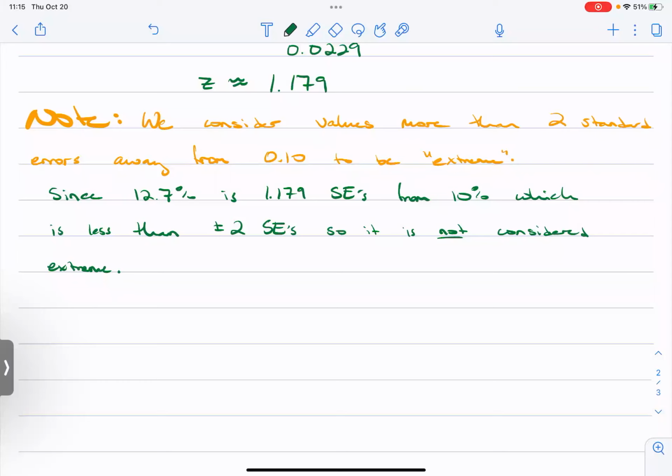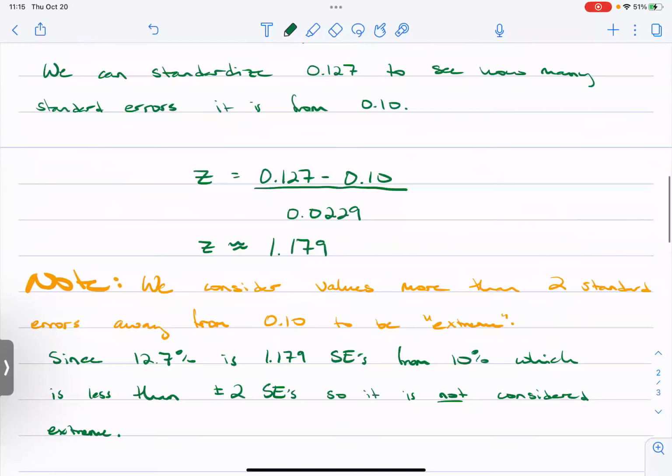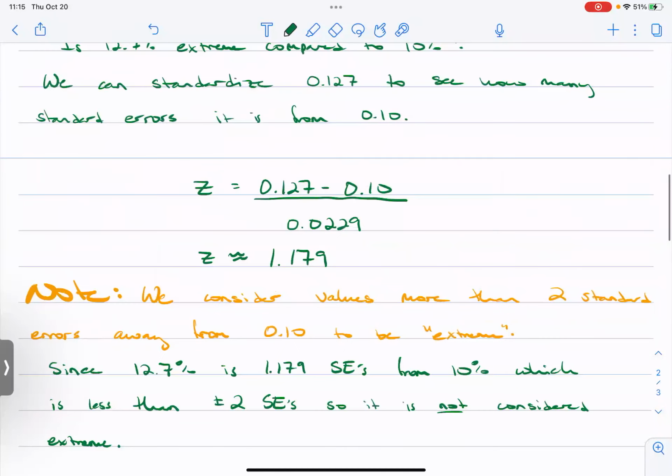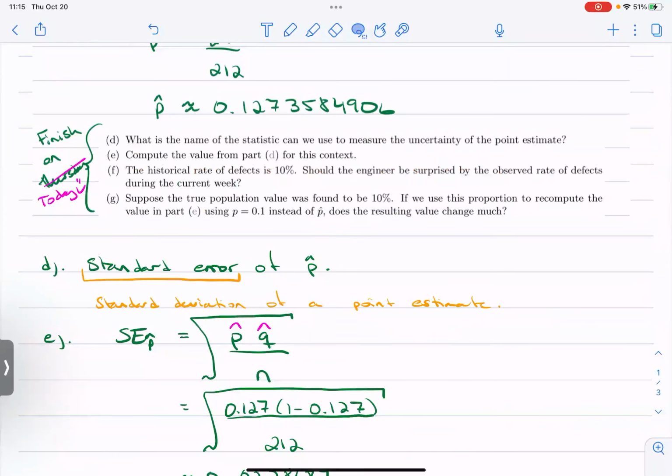Okay. So that's one of the tools that we're going to use to determine if something is extreme or not. I'm using that term extreme because it's going to become part of a definition later on, and so it's good to get in the habit of using that. All right. The last part.